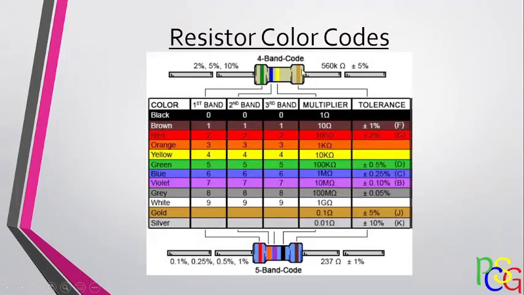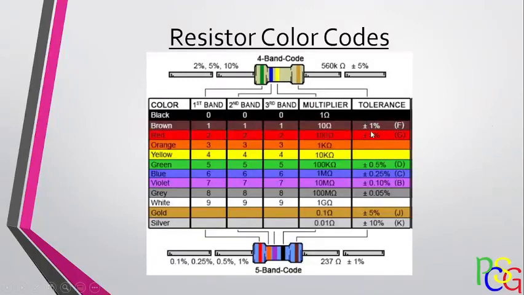Now, I left out one band in both of these: the fourth band in the 4-band code, and the fifth band in the 5-band code. These final bands have something to do with tolerance. From math, you'll see a lot of plus or minus in quadratic equations. When you're dealing with quadratics or simultaneous equations, you're trying to find the values of x, and you have a plus or minus.